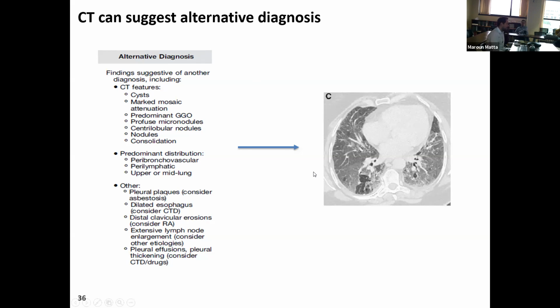Now, guess what? On biopsy, about 30% of the cases will come back as UIP. It's just that IPF is the most common of those idiopathic pneumonias, and it ends up popping up on most of these.